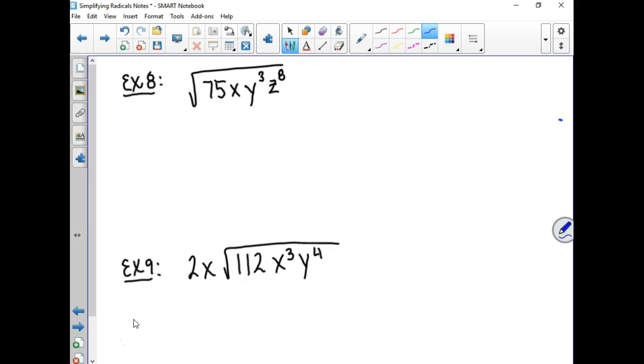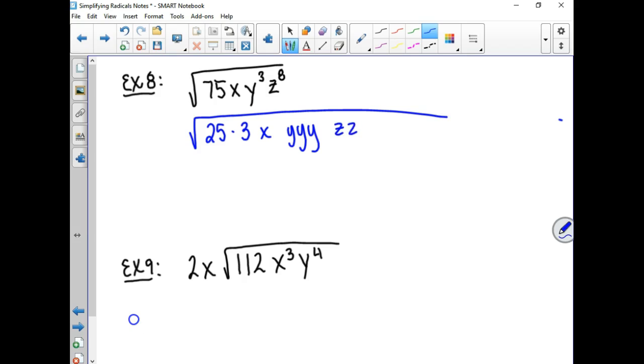Let's do a couple more examples to make sure that we've got the hang of things with the variables. So here we have the square root of 75x, y to the third, z to the 8th. So I know 75 will break down into 25 times 3. I have 1 x, I have 3 y's, and I have 1, 2, 3, 4, 5, 6, 7, 8 z's there. So the square root of 25 is 5.